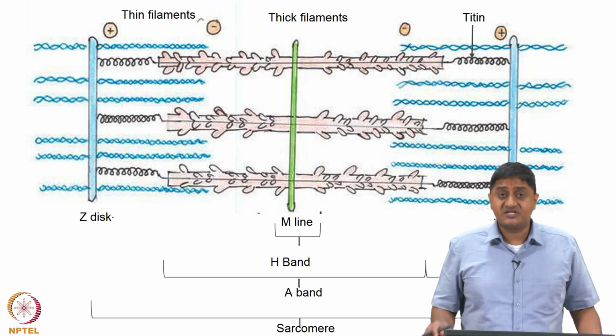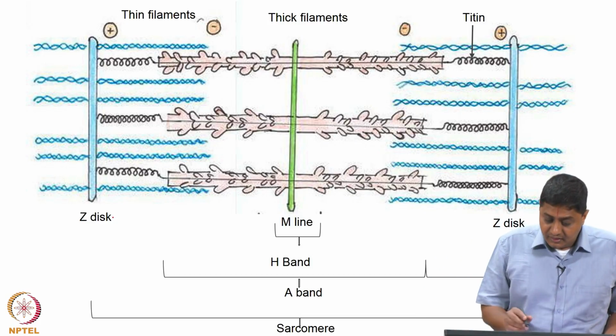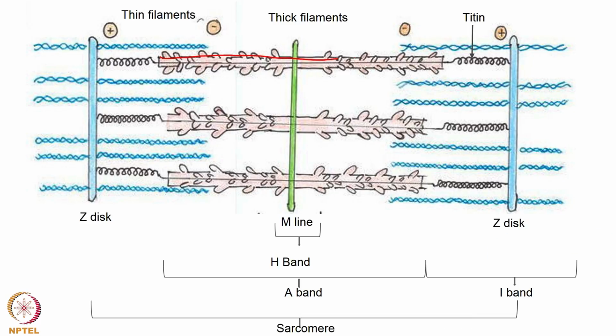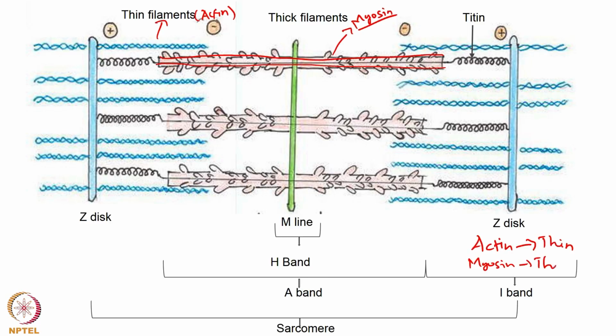Now, let us go back to the situation of the thick and thin filaments. Here are the thick filaments. What is the name of the thick filament? The name of the thick filament is myosin. The thin filament is called actin. How do you remember which is which? Actin is thin, then the other one is thick, and myosin is thick. So, actin rhymes with thin. That is how you remember which is which.